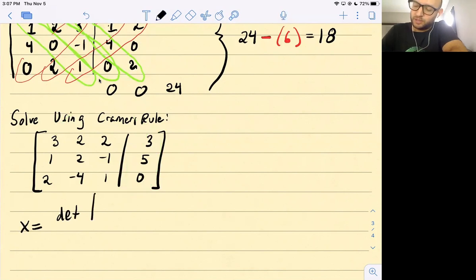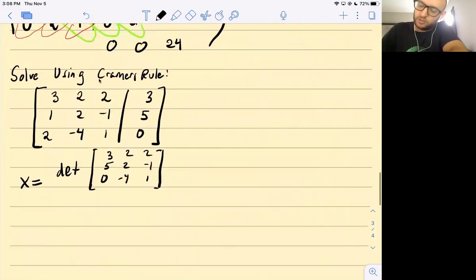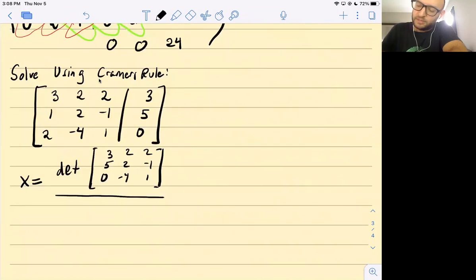So it's going to be the determinant of 3, 5, 0, 2, 2, minus 4, 2, minus 1, 1. And here I'm writing the determinant. You can use the bars if you prefer. And the denominator is going to be the determinant of 3, 2, 2, 1, 2, minus 1, 2, minus 4, 1.